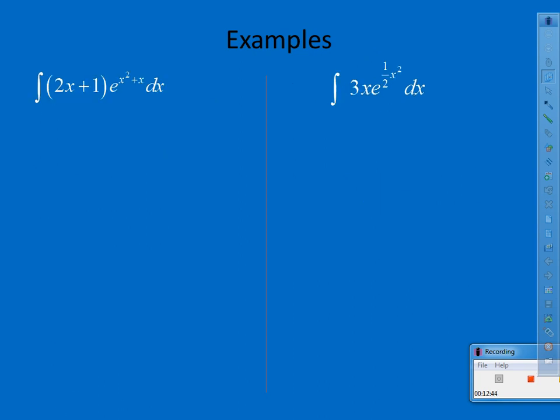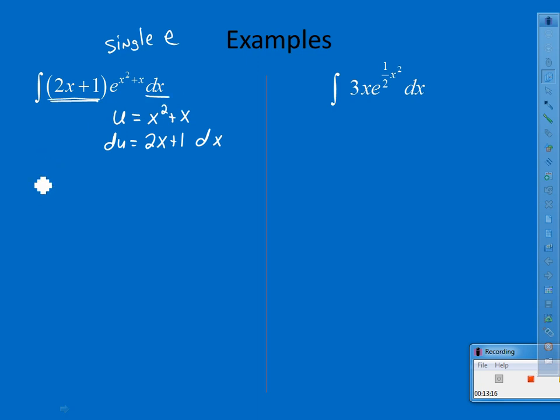Here's your number 5. There's a quantity here, but there's still a single e. When there's a single e, this is the method that you use. I'm going to let u equal x squared plus x. That's going to make my du 2x plus 1 dx. So I need to see a 2x plus 1 dx. And lo and behold, I do.